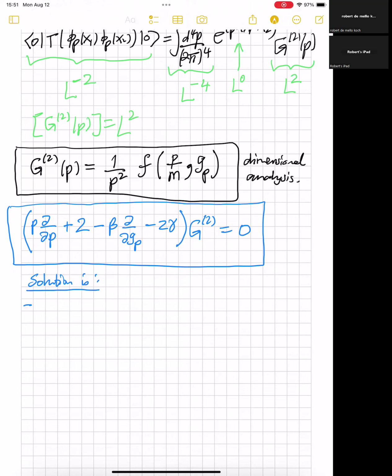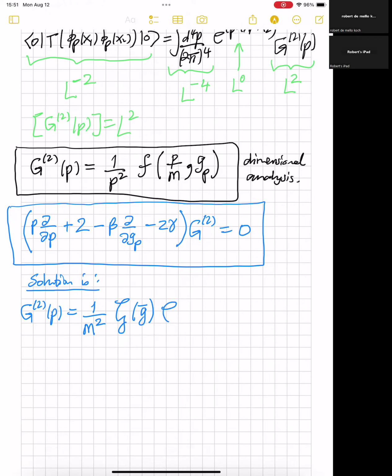G2 of P will be equal to 1 over m squared. We will have curly G of G bar. I'm going to have to tell you what G bar is. Curly G is some arbitrary function of G bar. So saying that this solves the Callan-Symanzik equation doesn't tell you what curly G is.